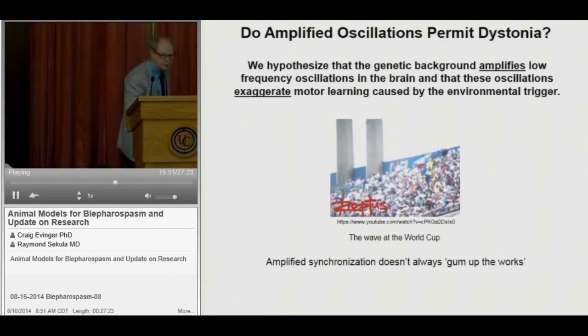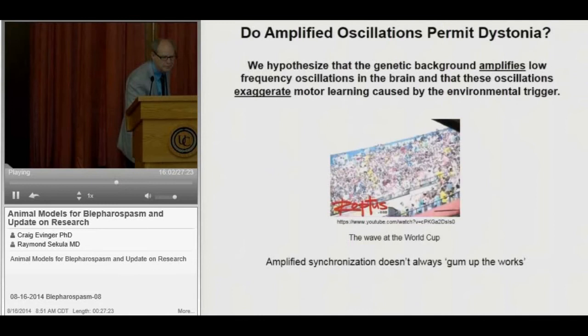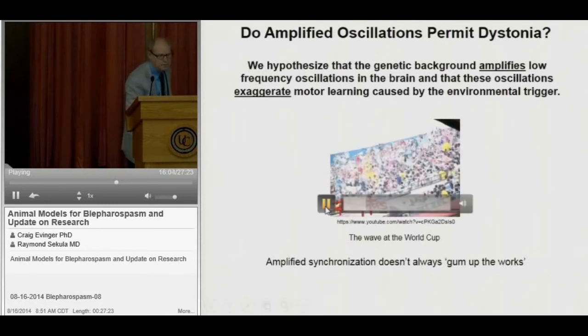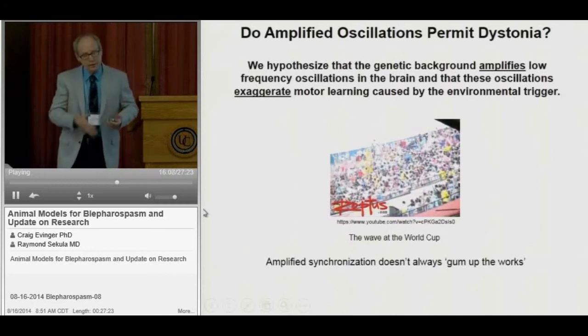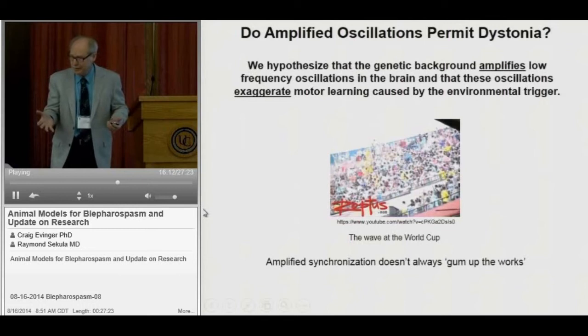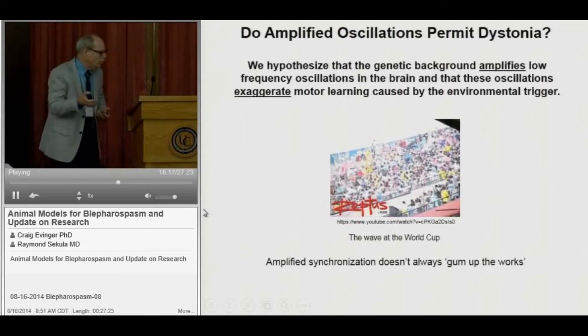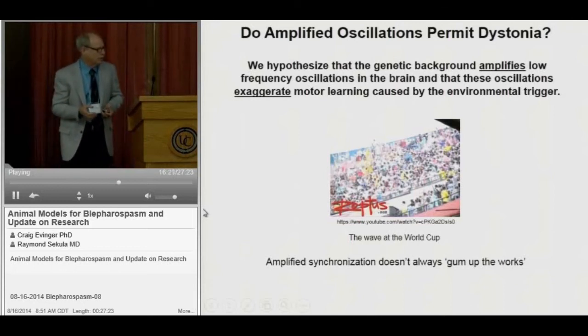I mean, here's an example. This is from the World Cup. A wave is synchronized activity. It does some things very well, although if you're trying to watch the game, it's a nightmare. But it does some things very well. And what we think is it's exaggerating motor learning.